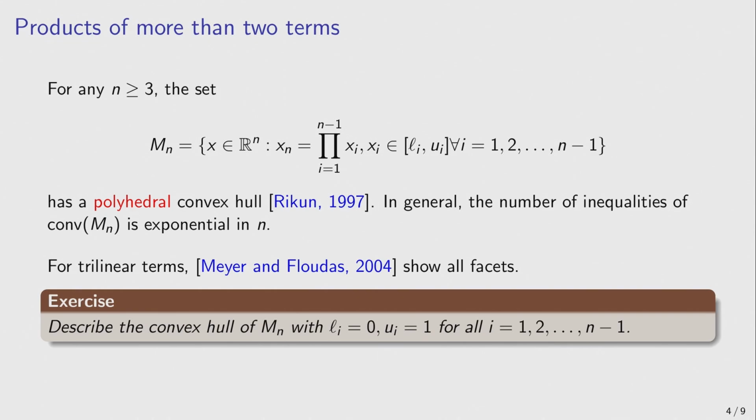But we can take a very easy case and ask, what happens in the multilinear case when the lower bound is equal to 0 and the upper bound is equal to 1 for every variable? How would you write the convex hull for this? It doesn't require an exponential number of inequalities. If you think about it, it can be written exactly as you would write the logical constraints. So if you have the logical AND between n minus 1 terms, how would you write the linear inequalities describing it?